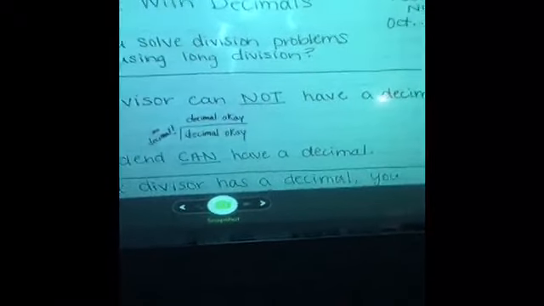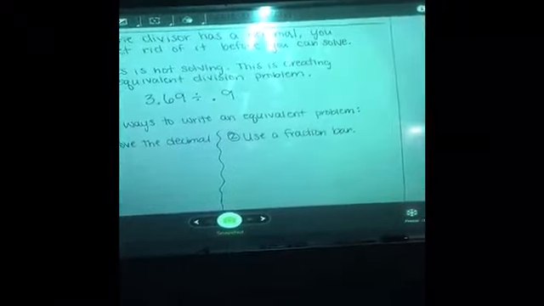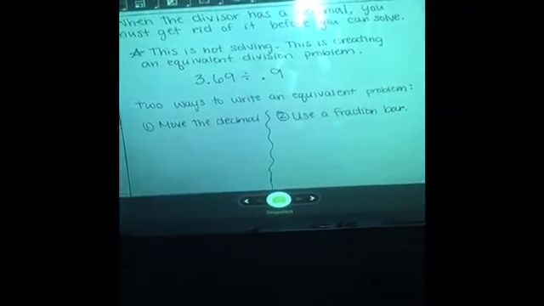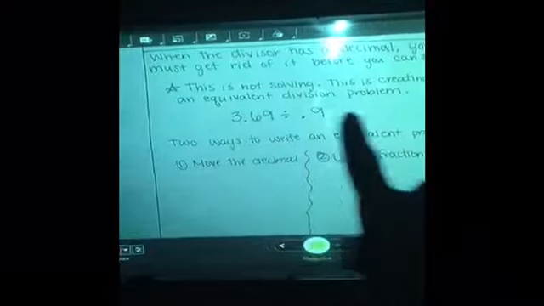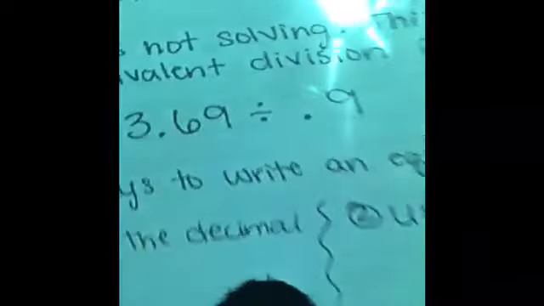Here's your first example. As I said, we cannot have a decimal in the divisor, so we are going to change it. And we went over this last week. Here's how it works. Here's the problem. Notice it says, this is not solving, this is creating an equivalent division problem. Here's how we do it.